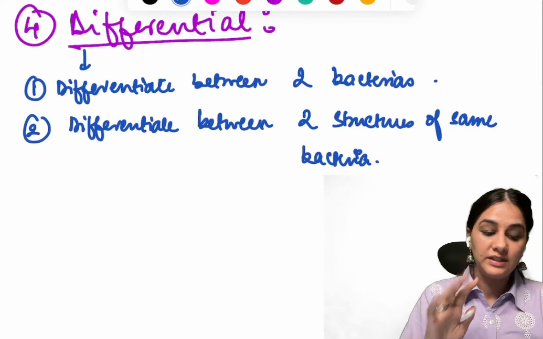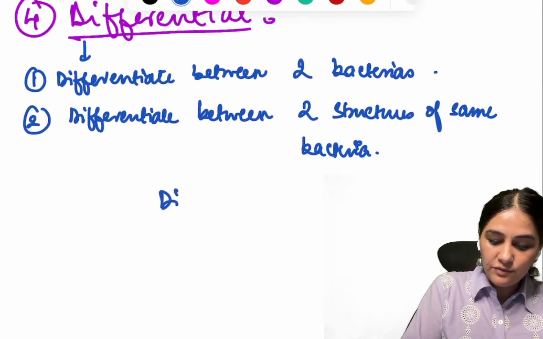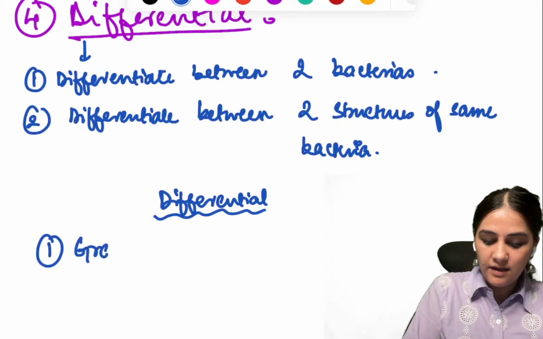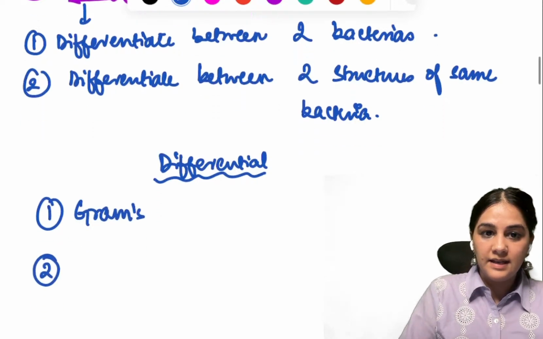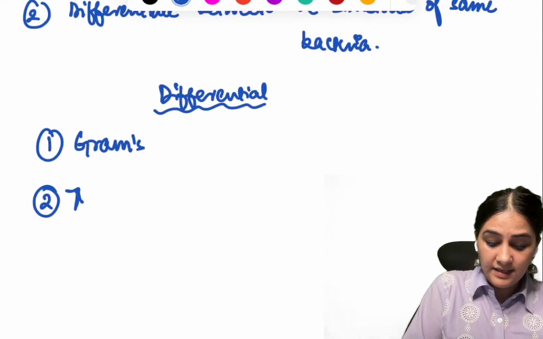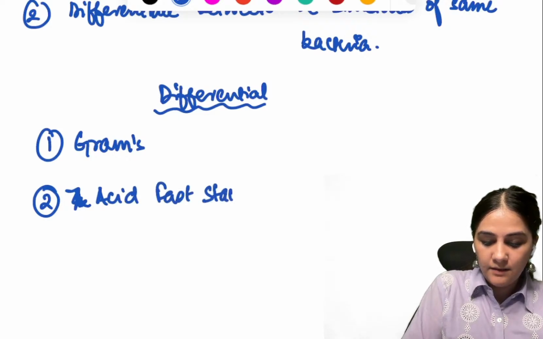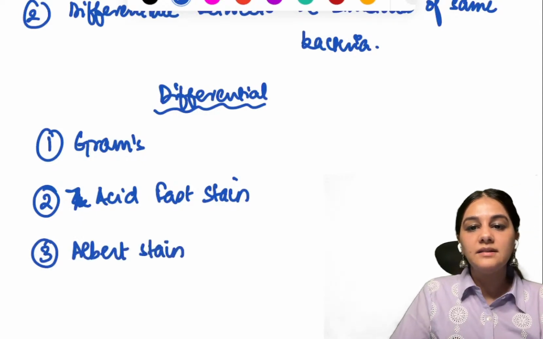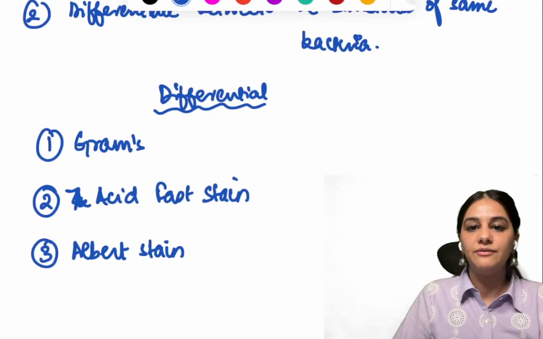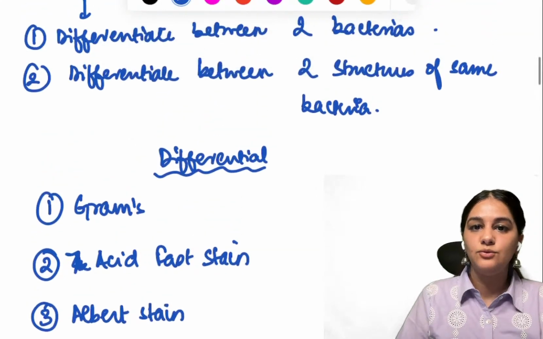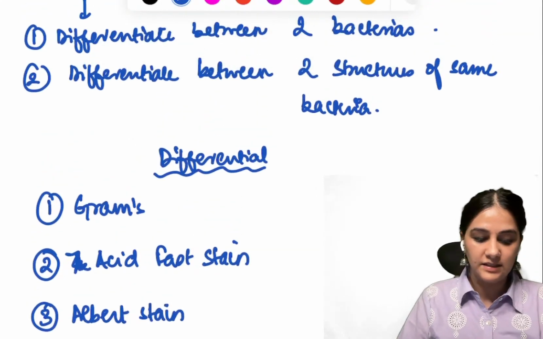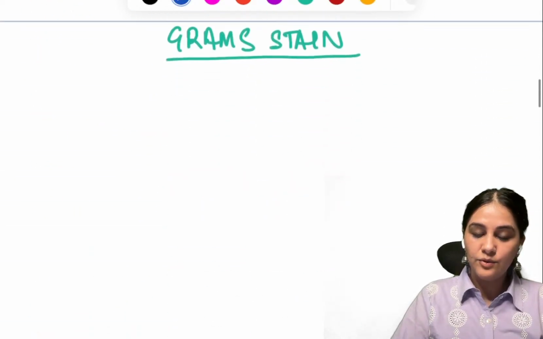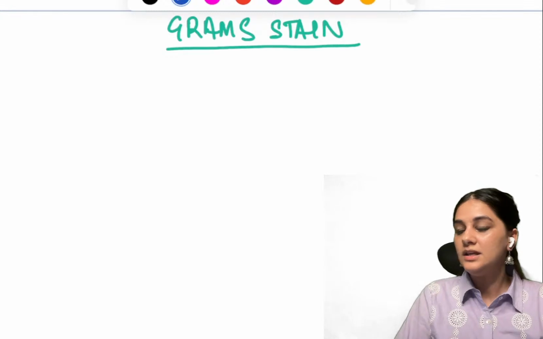And here we are going to talk about three stains in particular. So what are the different types of differential stains that we know? The first one being the Gram stain, right? The second one is maybe the acid fast stain, right? And the third one being the Albert stain. So these are the three most common differential stains that we have invented so that we are able to identify either two different bacteria or different structures of the same bacteria, right? So let's come to Gram staining. Let's start with the first stain, which is the Gram staining.